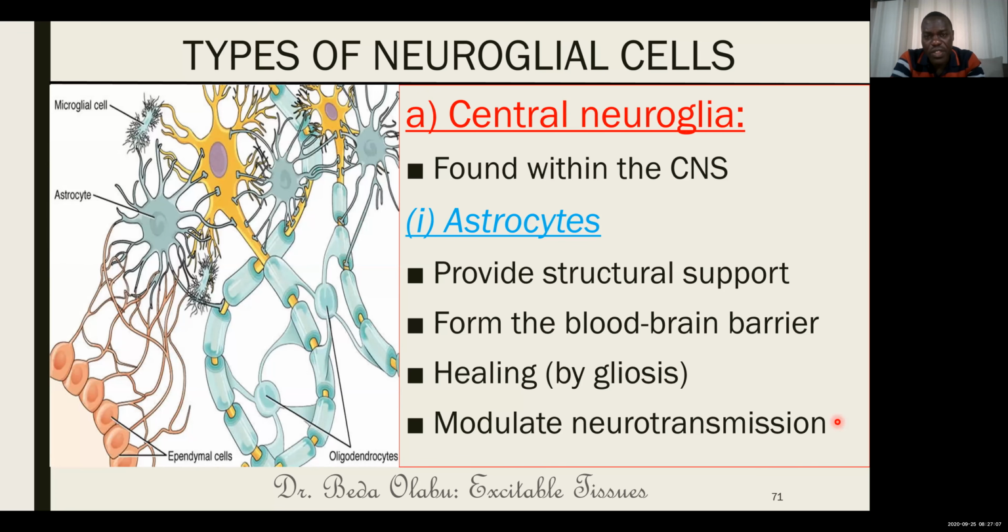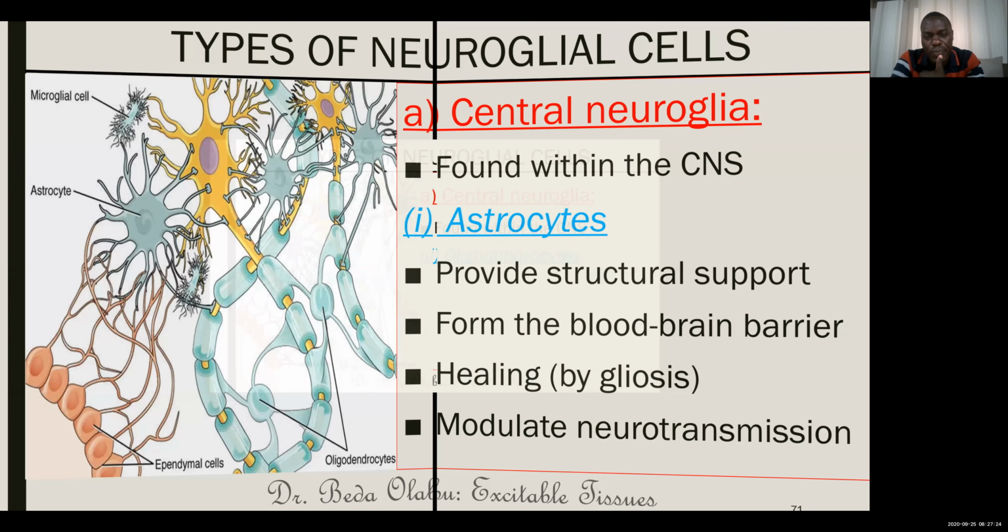These are not the only functions of astrocytes, but I really consider them key. There are other functions that you can check in the anatomy books, physiology books, and they're still okay even if you write an exam. There are many functions of astrocytes, but at least remember these four. They're easy to remember as well.